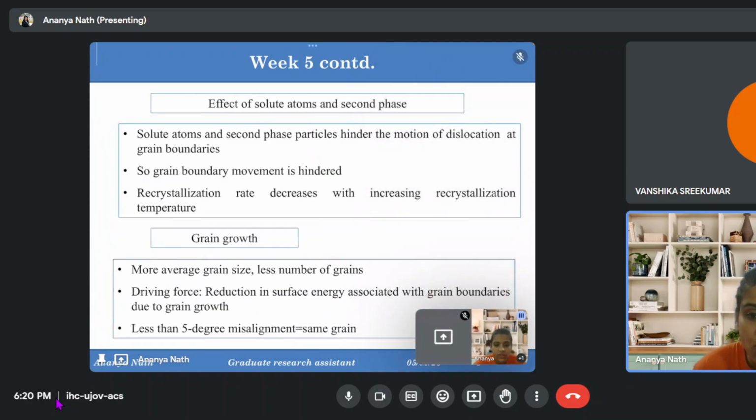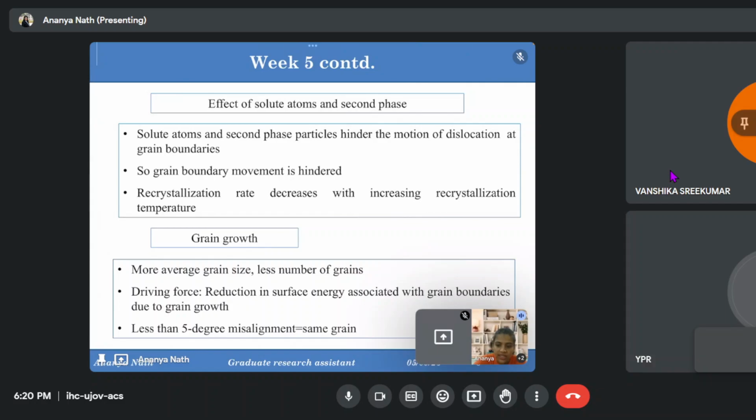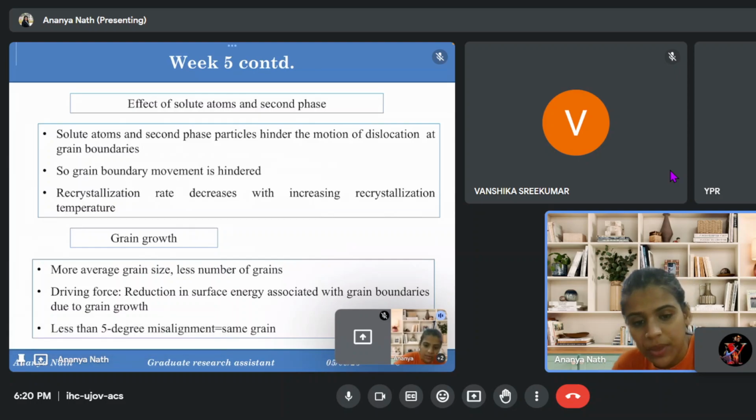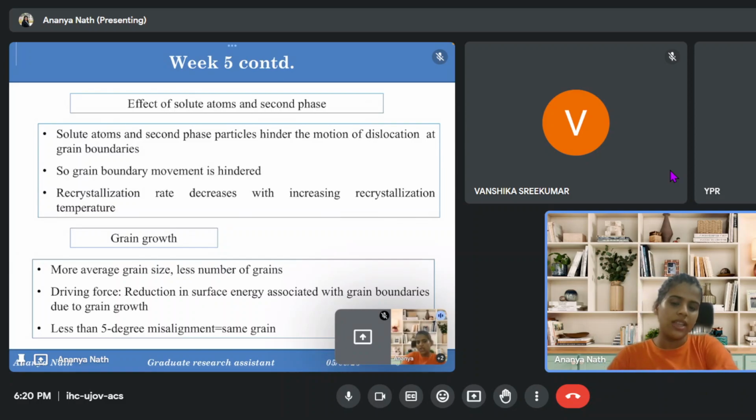So, the effect of solute atoms and the second phase. We are talking about the dislocation density, the number of dislocations and these things. But the solute atoms and the precipitates have also formed, so they are present inside the material. They should have some contribution in this process as well. They can interrupt the process, or they can help in this process as well.